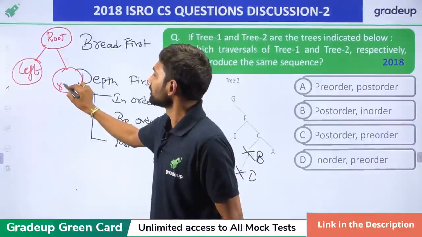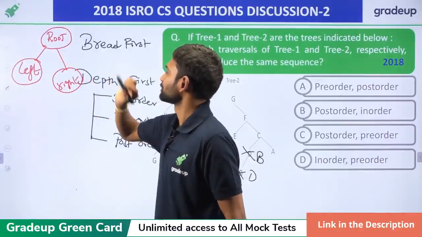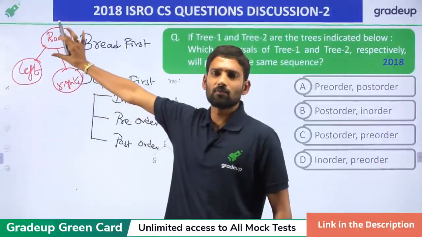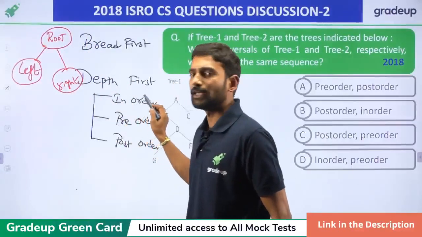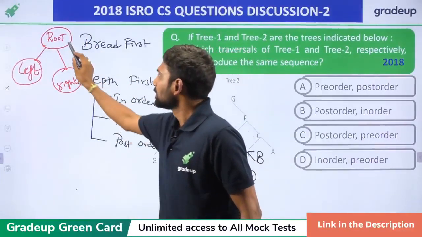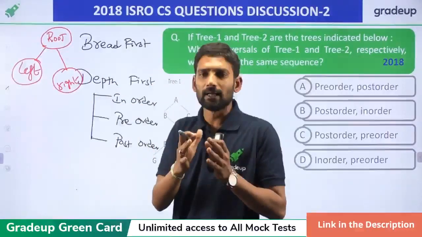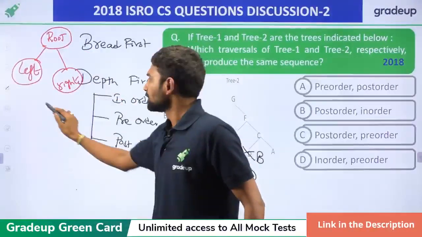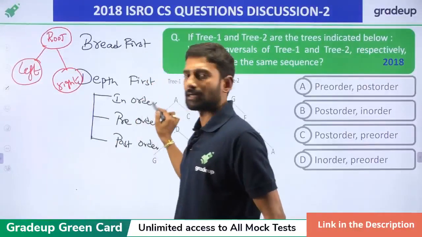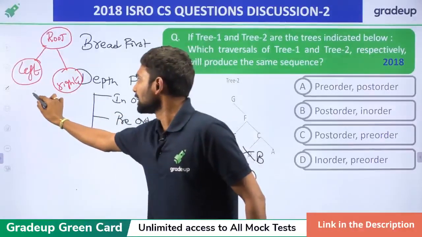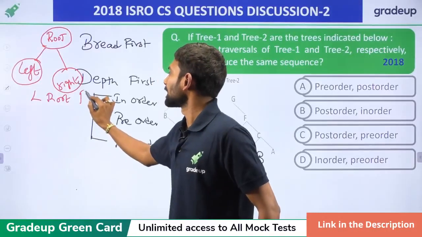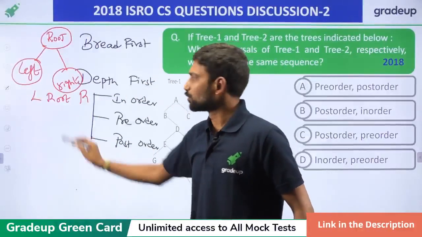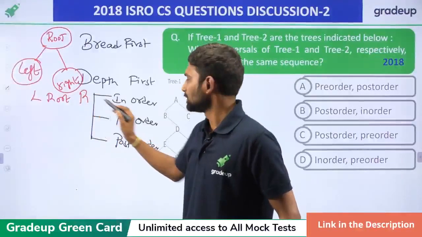And it will have a right node. Let's say this is a simple tree. Now, if it is in-order, that means "in" indicates middle. Root should be in the middle. So in-order traversal sequence should be left, root, right. Root should be in the middle.